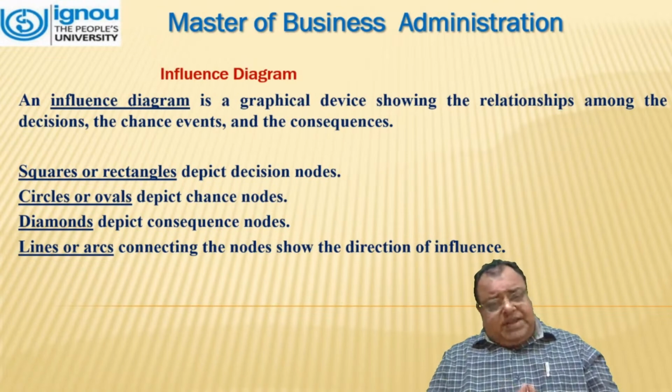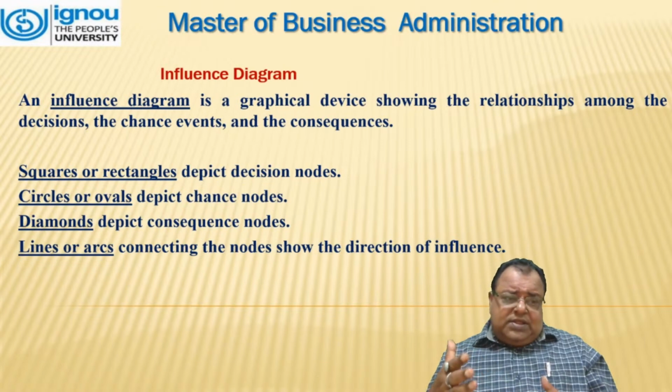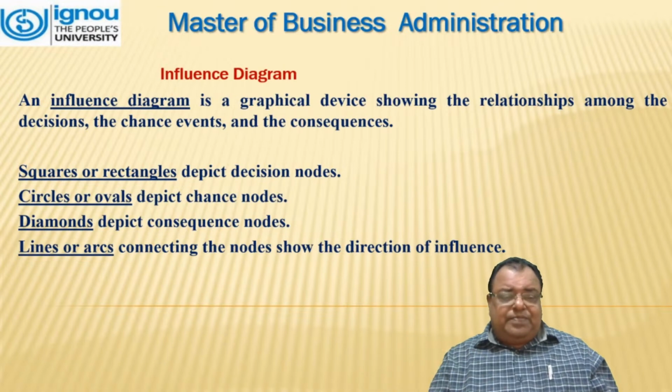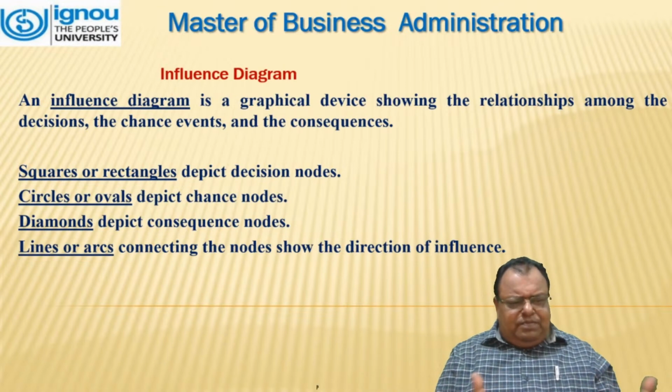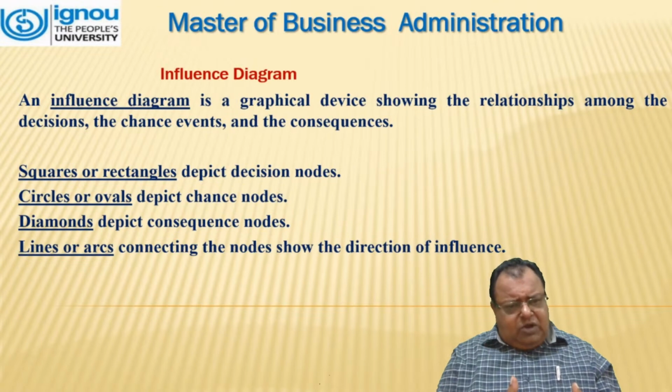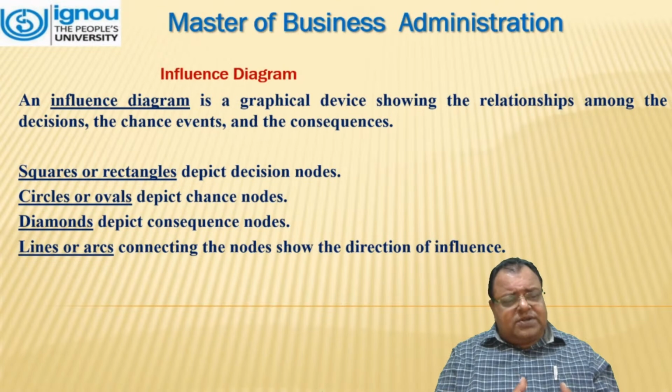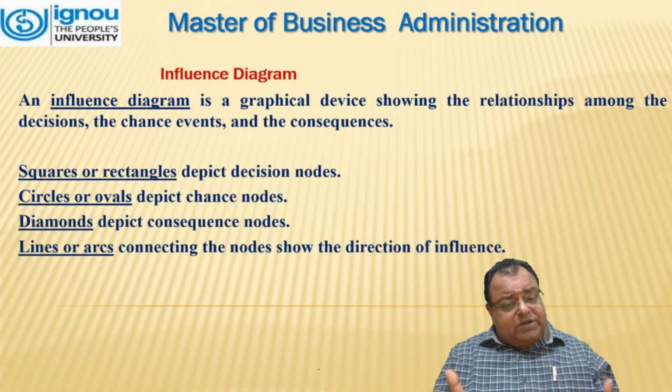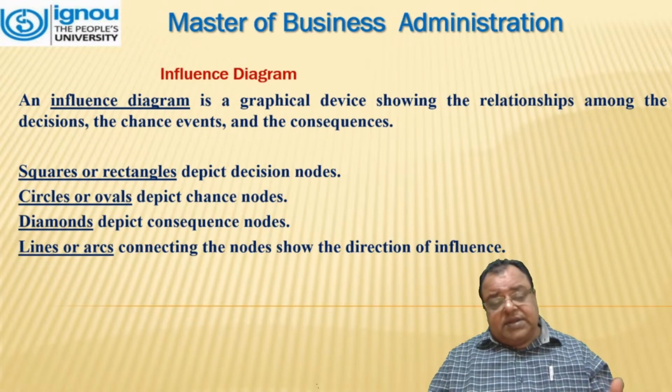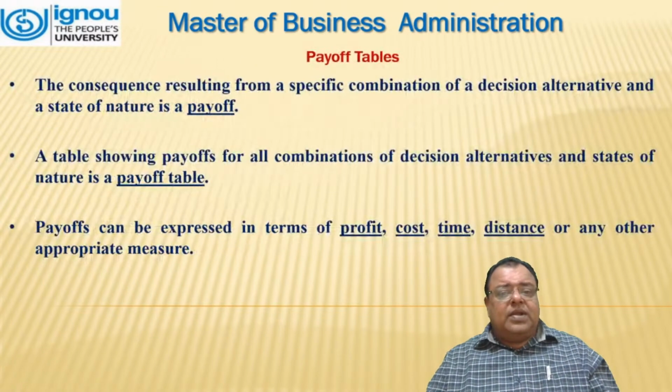Influence diagram. This is a graphical device showing the relationship amongst the decision, the chance event, and the consequences. We use different nodes: squares or rectangles depict decision nodes, circles or ovals depict chance nodes, diamonds depict consequence nodes, and lines or arcs connecting the nodes show the direction of the influence.